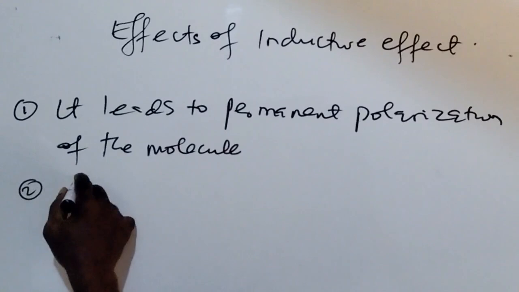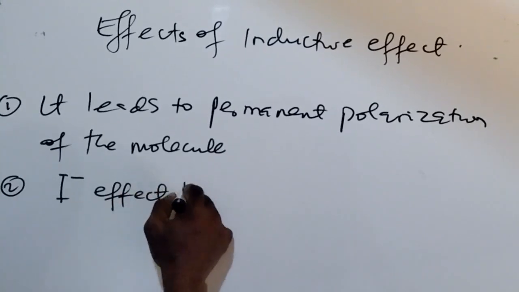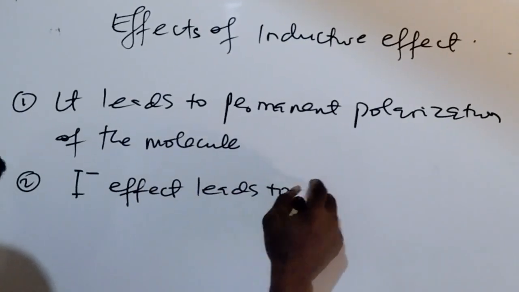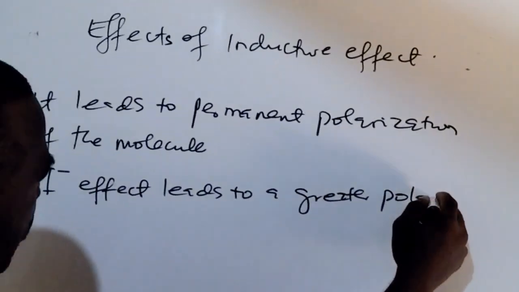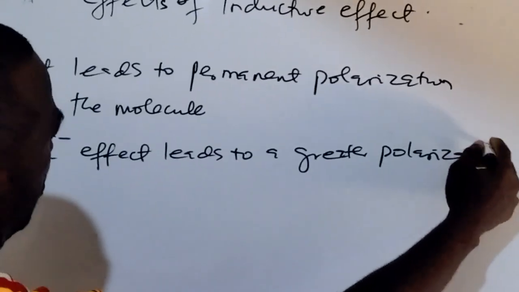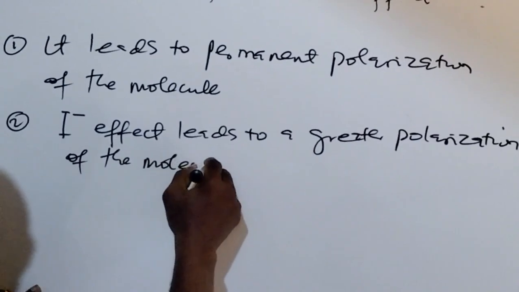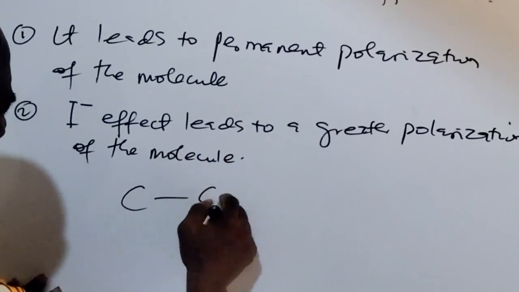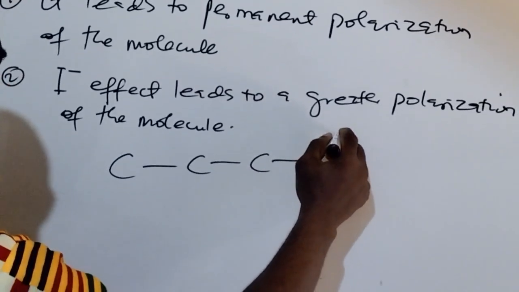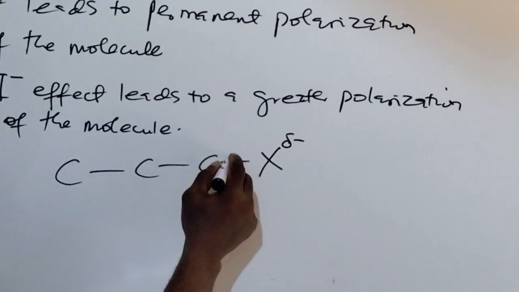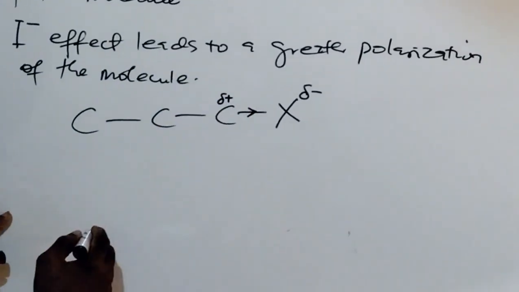Number two, the negative inductive effect leads to a greater polarization of the molecule, because in this situation the leading element acquires a partial negative charge by drawing electrons closer to itself, while this one acquires a partial positive charge.